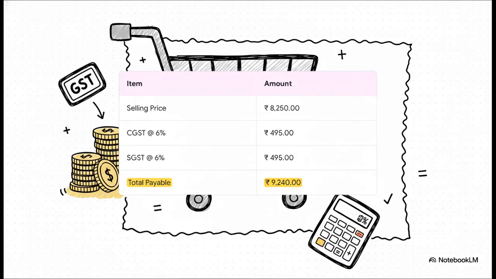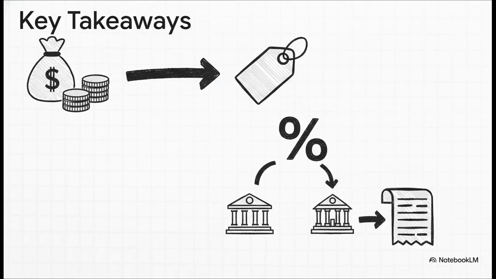You know, this table really pulls it all together perfectly. It looks just like what you'd see on an actual receipt, right? You got the base selling price, you can see the two separate taxes broken out, and then that final total at the bottom. It's all accounted for, crystal clear. So let's just do a quick recap.